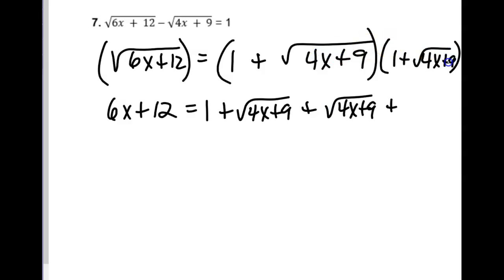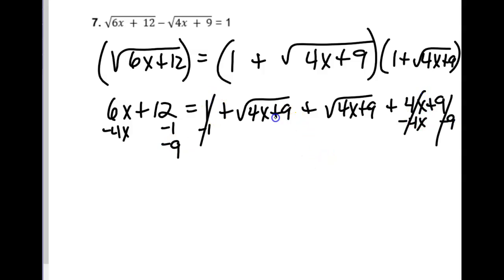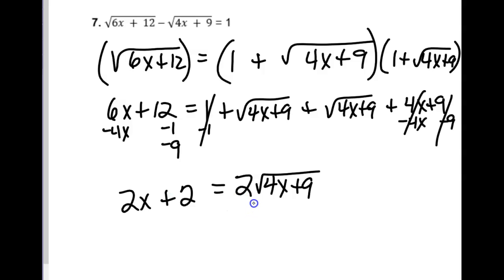And then square root of 4x plus 9 times square root of 4x plus 9 would just be 4x plus 9. Okay, I'm going to subtract the 4x's over here. And over here there was a 1 and a 9 that I need to get rid of. So that's gone, and that's gone. What's left on the right-hand side is 2 square roots of 4x plus 9. On the left is a 2x plus 2, anybody? Okay, good news. Yes, I can divide everything by 2, so this becomes x plus 1 equals 1 square root of 4x plus 9. The radical doesn't change.